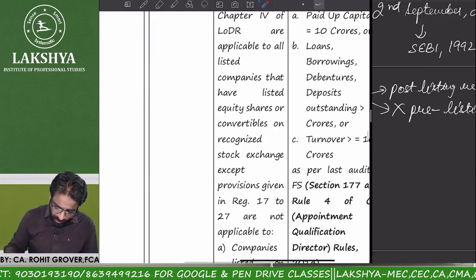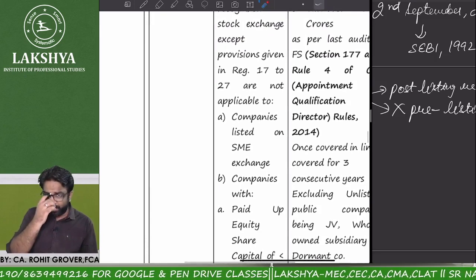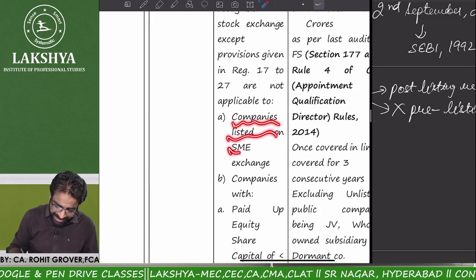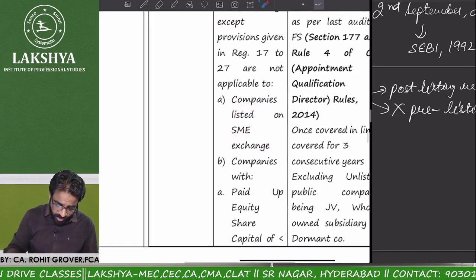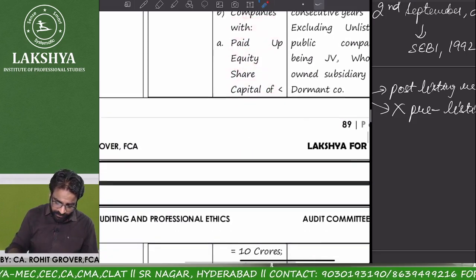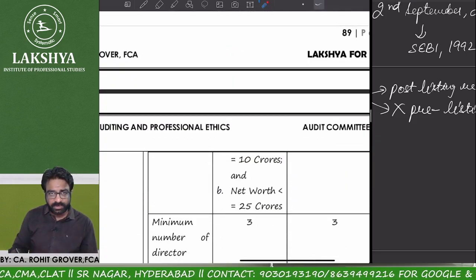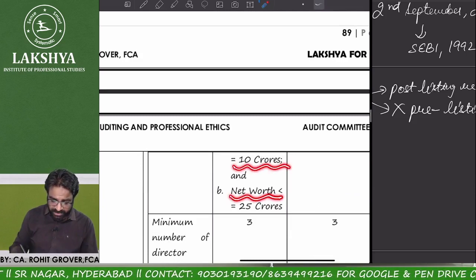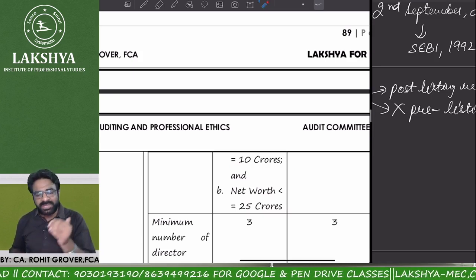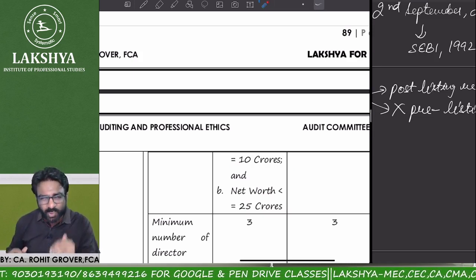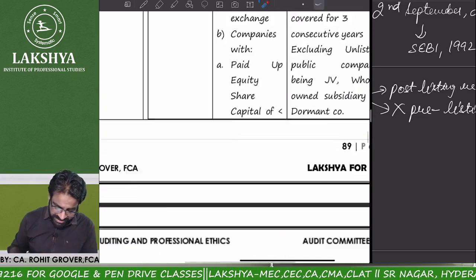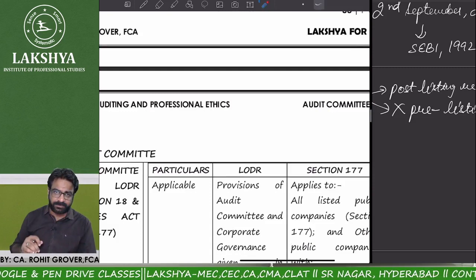But the LODR audit committee is not applicable to whom? It is not applicable to those companies which are listed on the SME exchange, and it is also not applicable to those companies with a paid up equity share capital of less than or equal to 10 crores, or a net worth of less than or equal to 25 crores. It means if your paid up share capital is more than 10 crores and your net worth is more than 25 crores, then only the LODR regulations are applicable to you. This is as per the SEBI Act. Are you getting the point?